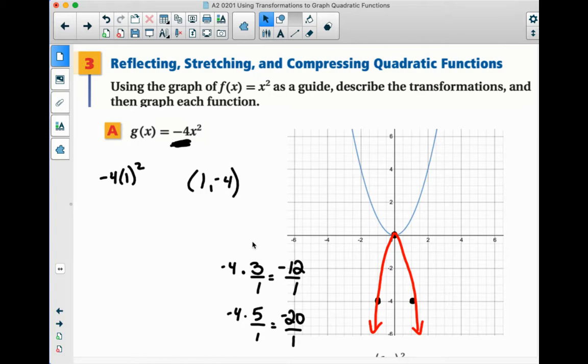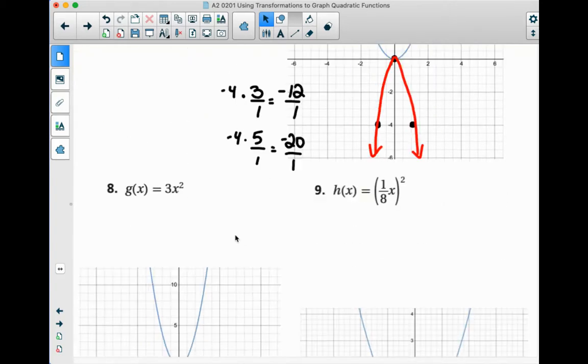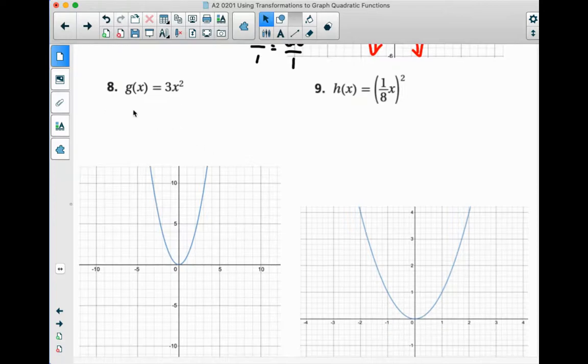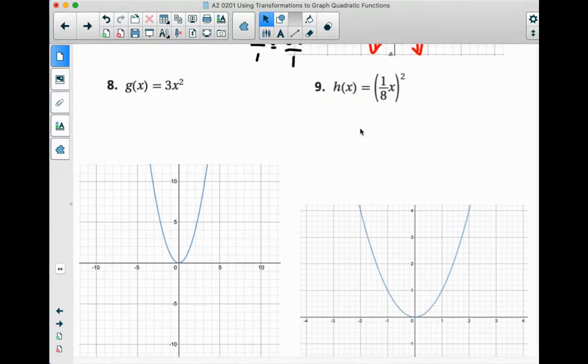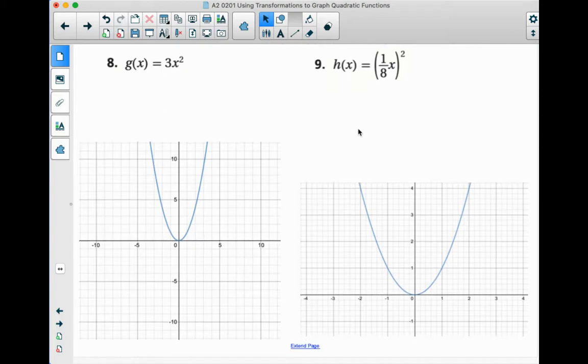So I have 2 more here. Number 8 is going to be about the same thing. Number 9 is a little trickier. So here's what we're going to do. 3x squared, it doesn't get reflected. It's just stretched by a factor of 3.